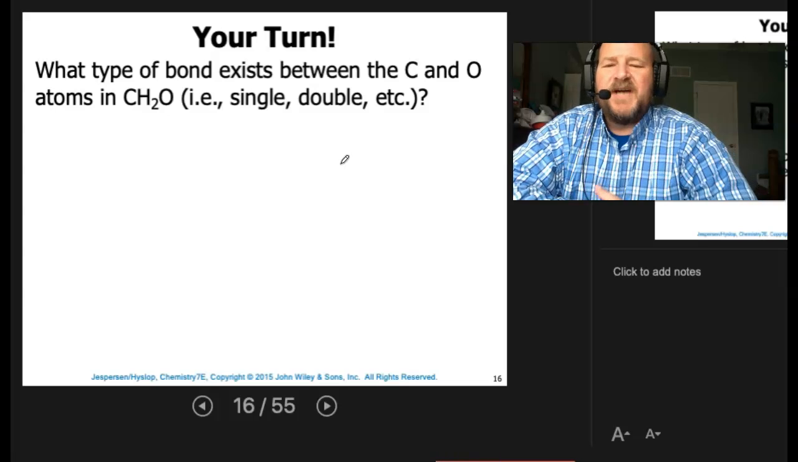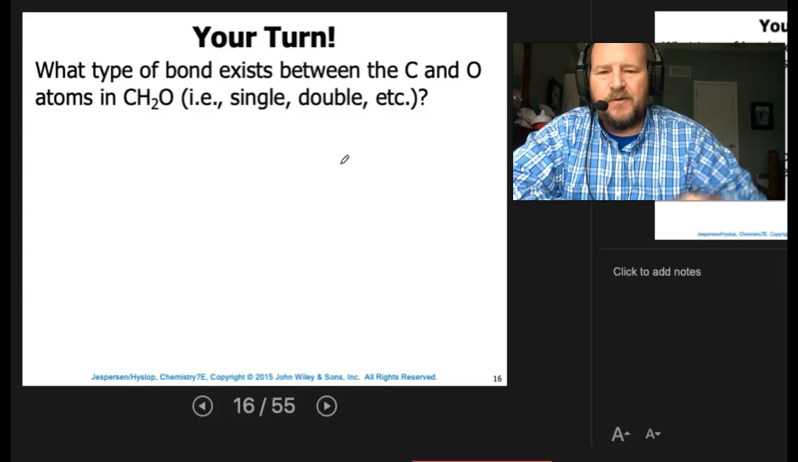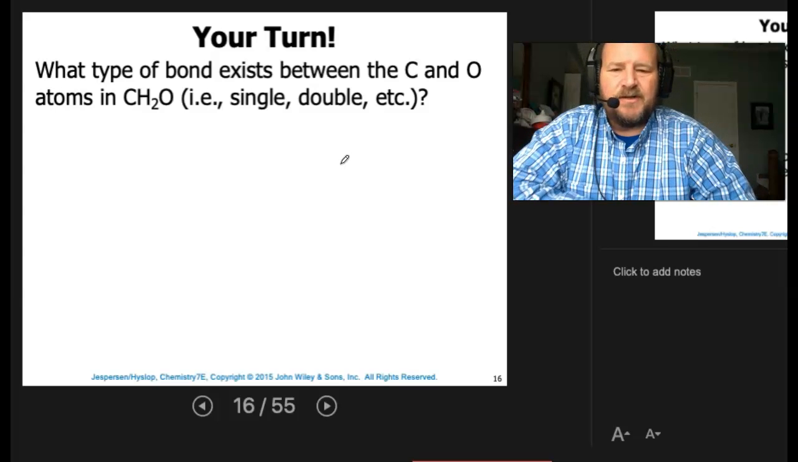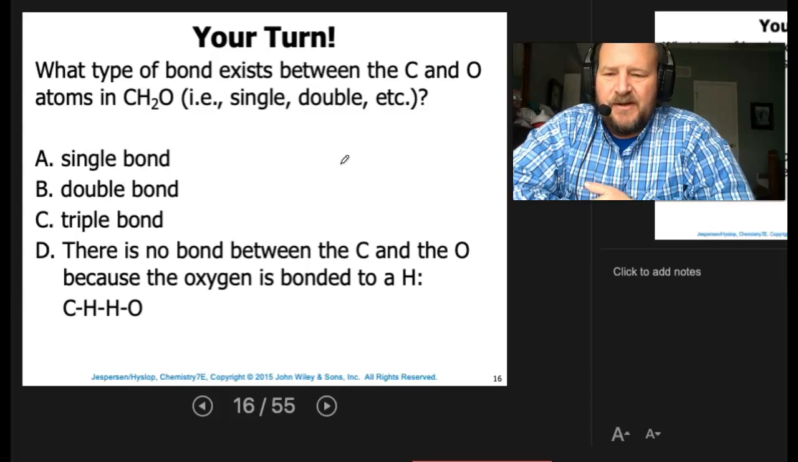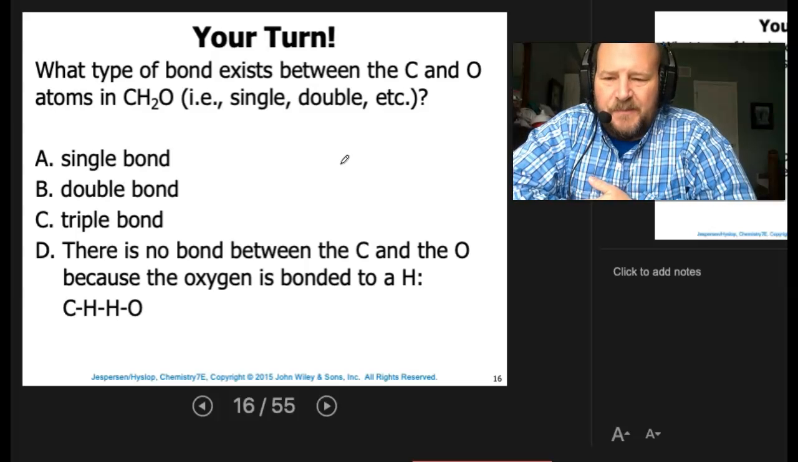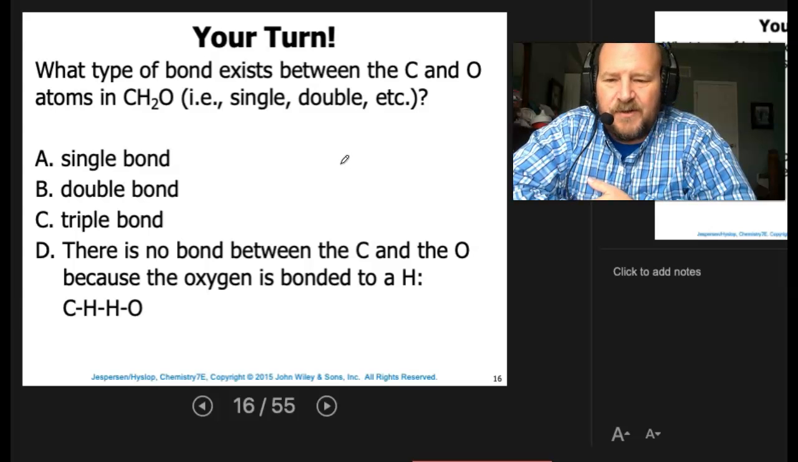All right, what type of bond exists between carbon and oxygen atoms in CH2O? Is it single, double, triple, etc.? So between C and O, it's a single bond, a double bond, a triple bond, or there is no bond between the carbon and the oxygen because the oxygen is bonded to a hydrogen. In other words, it goes CHO. If you pick D, I will not be happy with you.